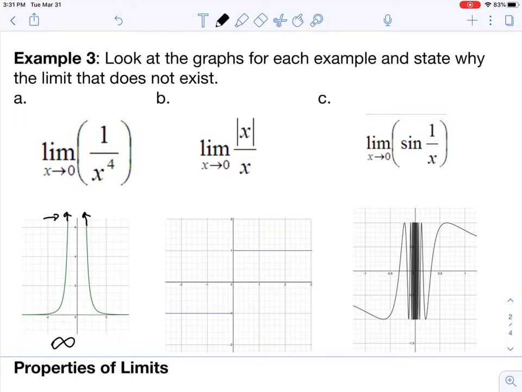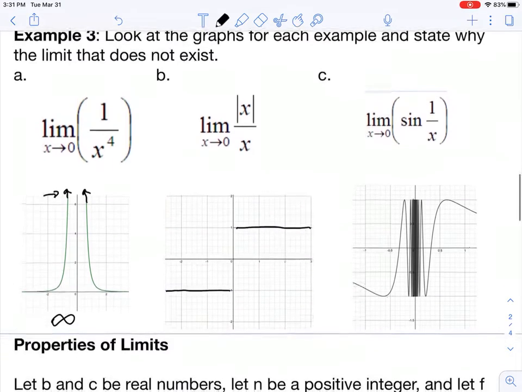On the second one, it's kind of hard to see, but there's the purple line here and the purple line here. You can see as we come into 0, they just don't meet up. So the left hand doesn't agree with the right hand, so that's why we have the limit does not exist at 0.